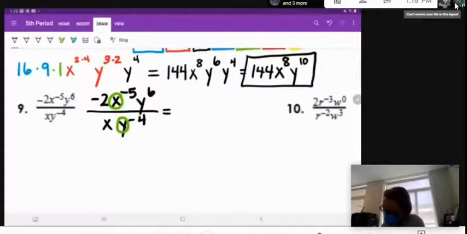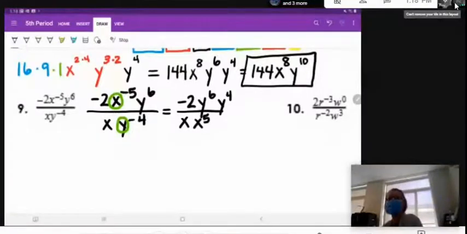So we'll rewrite everything else. The -2 stays at the top. The y to the 6th stays at the top. And that x stays at the bottom. But then the 2 bases that I circled have to switch to the other side. So y to the 4th goes up top, and x to the 5th goes down bottom.